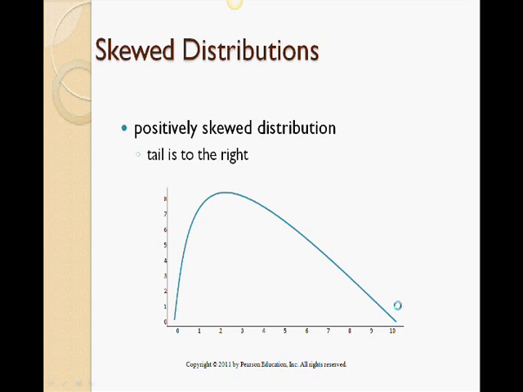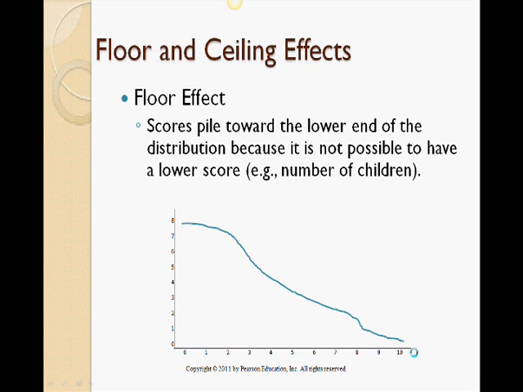Now sometimes we'll have what's called floor and ceiling effects. A floor effect occurs when all your scores pile towards the end of the distribution, but they don't go below because it's not possible to have a lower score. So for our scale, we're talking about number of children between 0 and 10. First, it's not possible to go below 0. Second, people tend to have a smaller number of children than a larger number, so we can see how this is skewed to the right. So this is a positively skewed distribution with a floor effect.